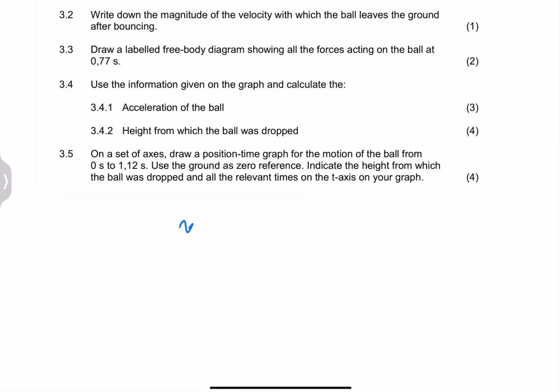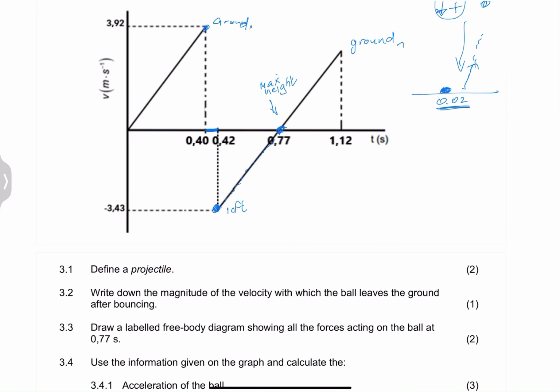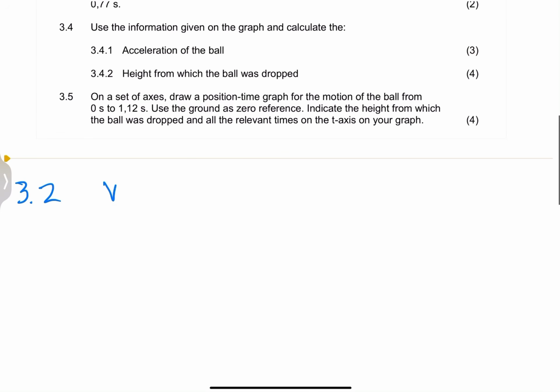Write down the magnitude of the velocity with which the ball leaves the ground after bouncing. Do you see they said to write down? It means the answer is right in front of us. The velocity when it leaves the ground immediately after bouncing is negative 3.43, so that velocity is 3.43 meters per second. But remember, it was going upwards.